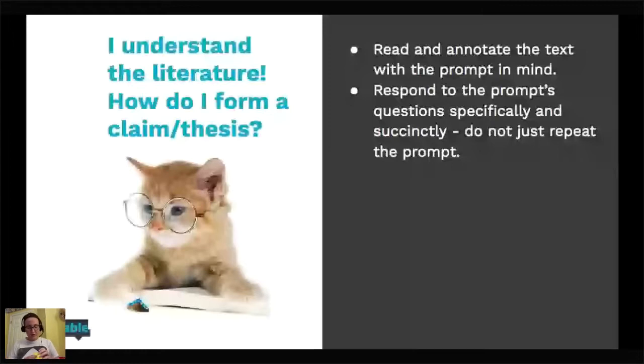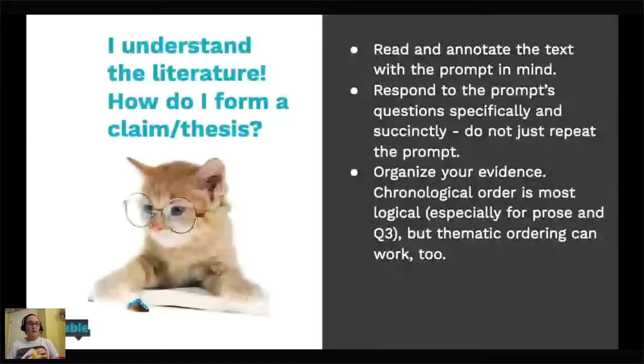Then you want to organize your evidence. Chronological order is generally the most logical. And I'll talk about a pitfall that you don't want to fall into, especially for prose and Q3, but because poetry can go in different directions, like thematically by stanza. Thematic ordering can work too.